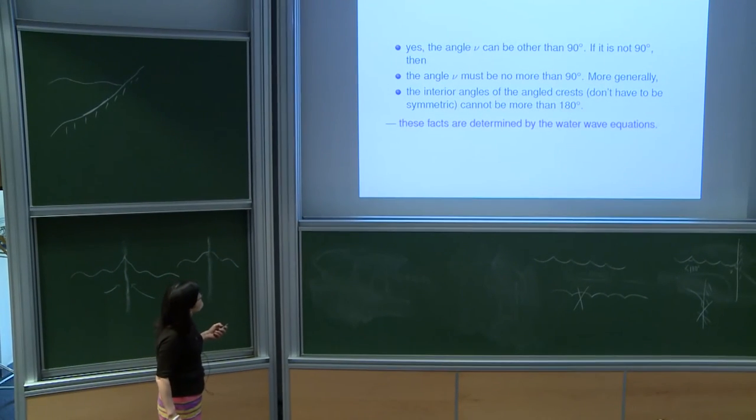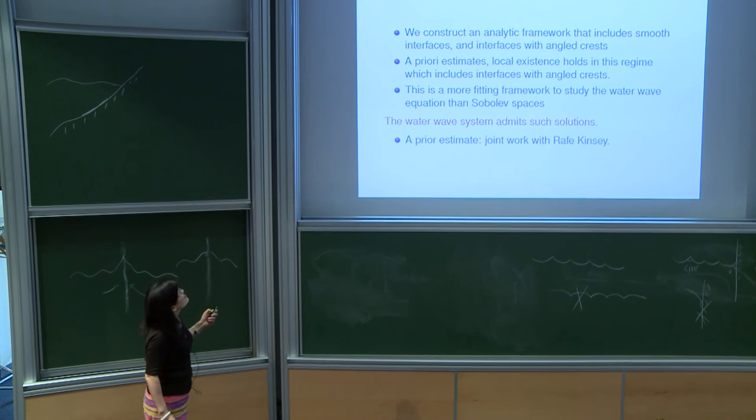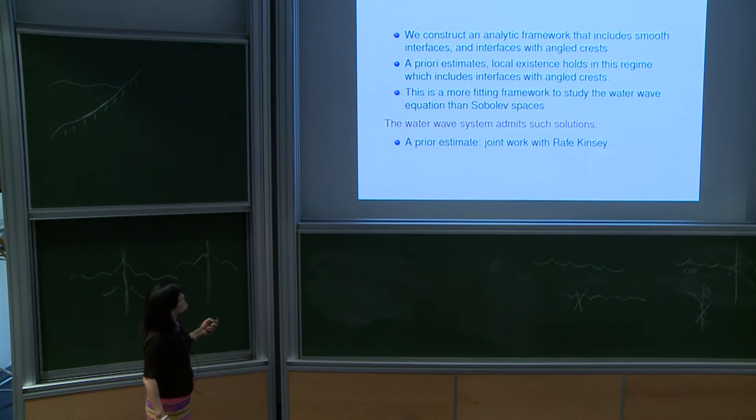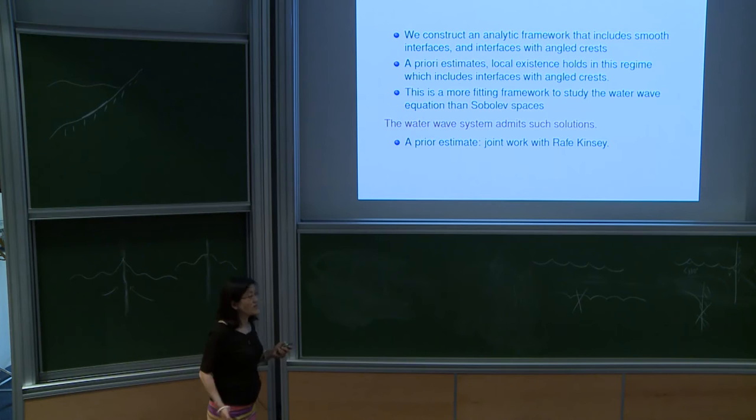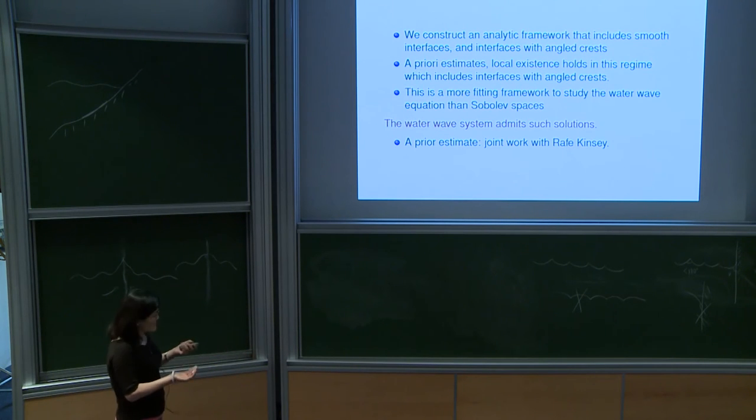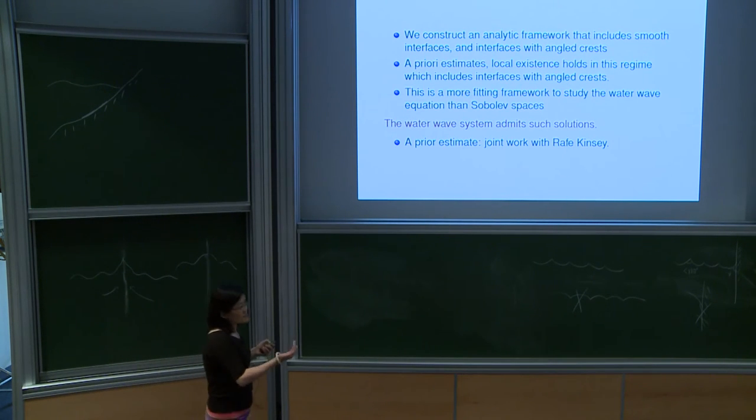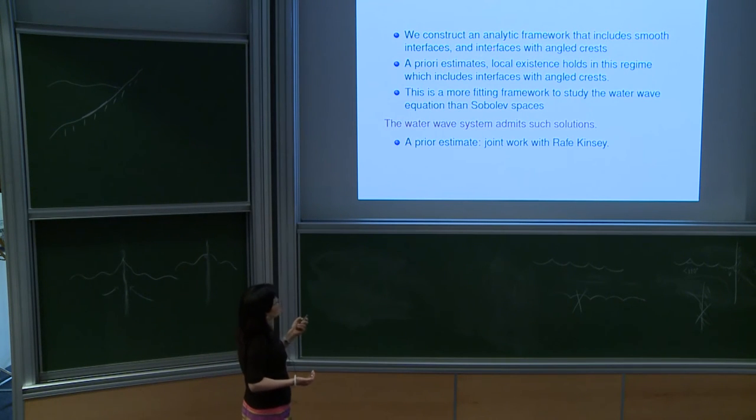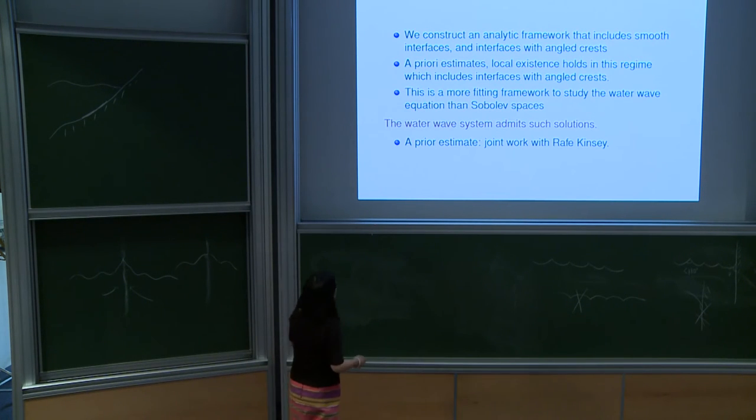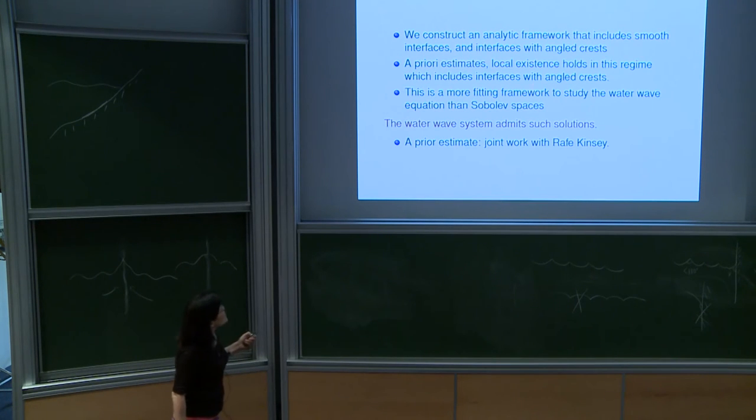So now the main result is the following. We are able to construct an analytic framework. This framework is more general than just the Sobolev class, so it includes all the Sobolev classes, for s big enough, like s less than 3, or maybe less than 2. But this framework can also include interfaces with angled crests. So we obtain a priori estimates and we obtain local existence in this region, which includes Sobolev and includes angled crests.